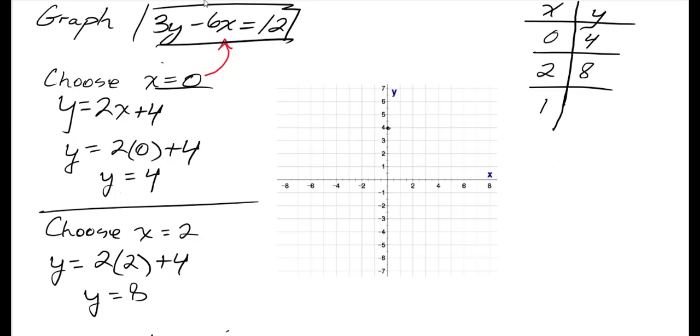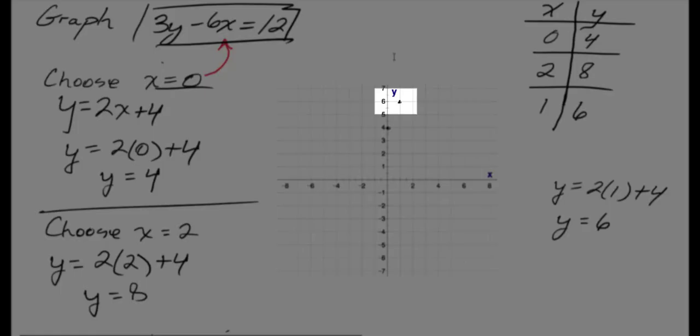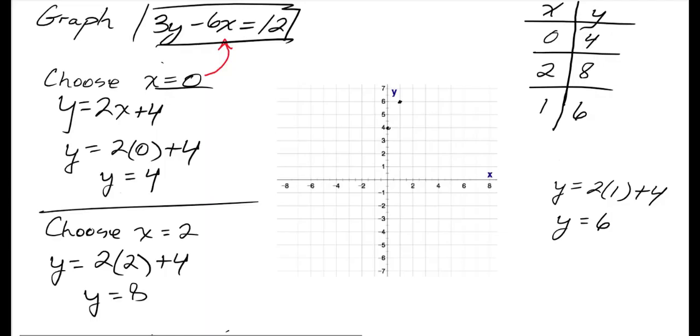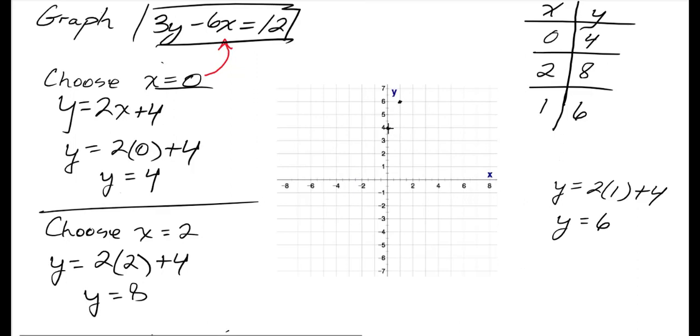Let's say we chose 1 instead for x, and let's go ahead and plug it into the equation to get our y value. Okay, so we get y equals 6 because 2 times 1 is 2, plus 4 makes 6. So 1, 6 is a different point we can plot, and we'll put it right there. Then we'll take our straight edge and connect these 2 points. So what I'm going to do is just grab the line shape and connect.